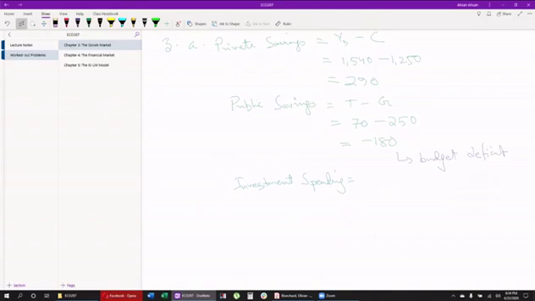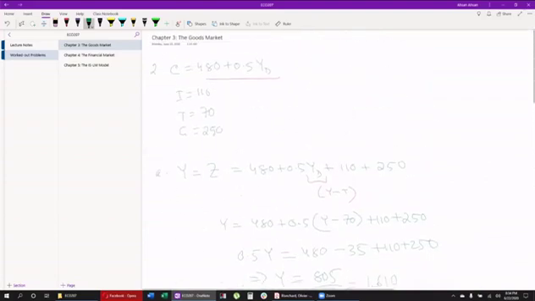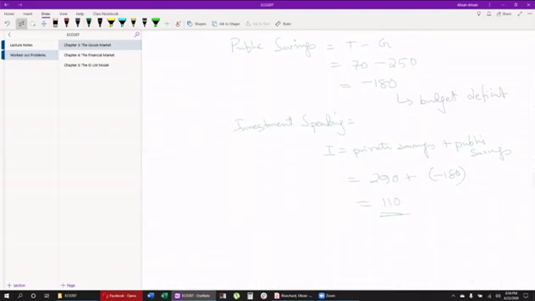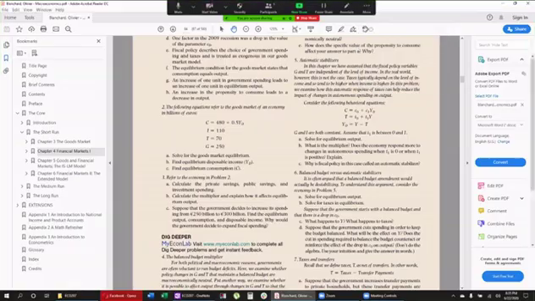Investments. So what we know, investment spending I is equal to how much? Private savings plus public savings. And so that gives us private savings was 290 plus public savings is minus 180, which gives us 110, which is exactly the figure that we had. So it works out, which is proof that our calculation is correct.